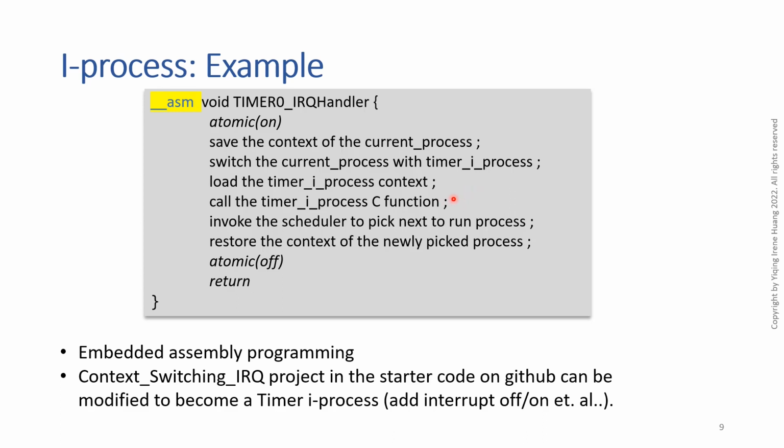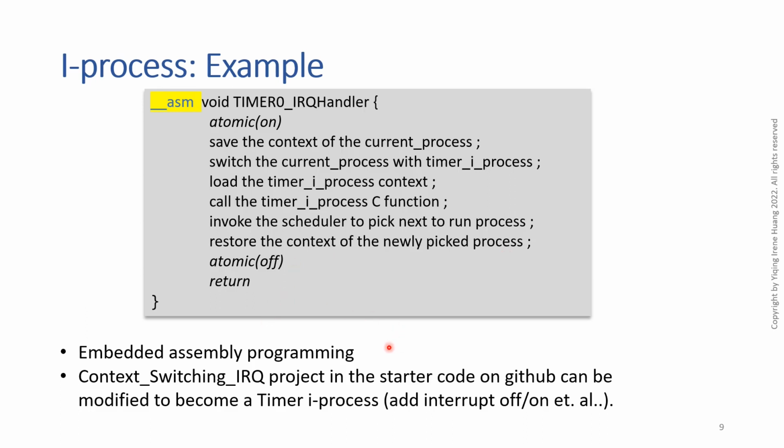This function is not interruptible. It runs from the very beginning to the end. Once the I process finishes its work, it calls the scheduler to pick the next ready-to-run process. This process could be the original interrupted user process, or it could be another new process that just became ready because of this timer interrupt. Then we restore the context of this newly picked process, turn the interrupts back on, and return.